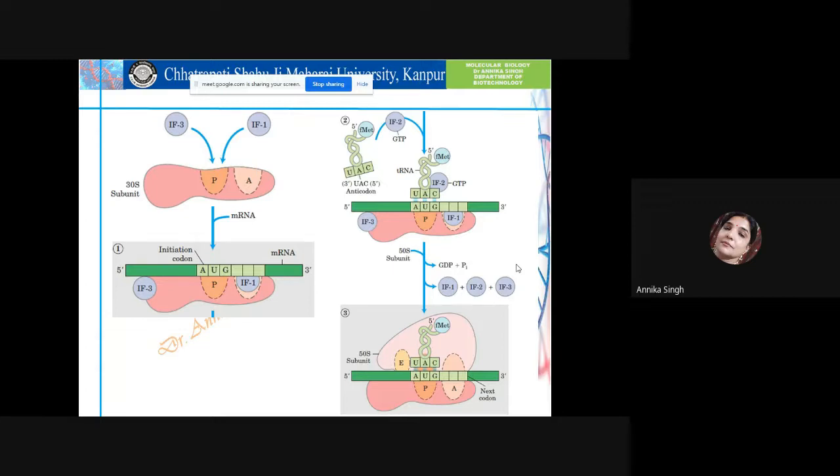The credit for this study goes to Howard Dintzis, who studied this in 1961. And here you can see in the slide that the 30S subunit possesses a P site and an A site. The P site is specific for what?